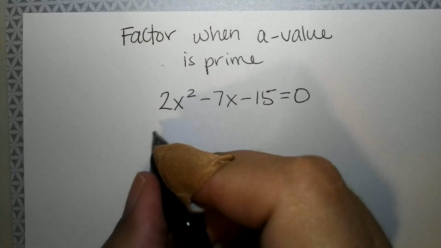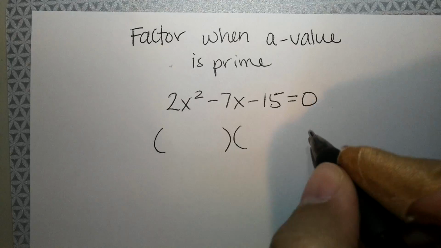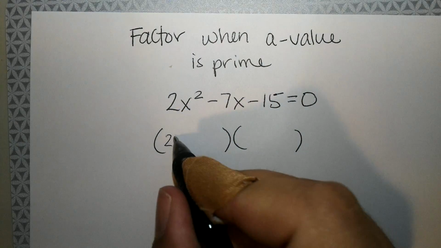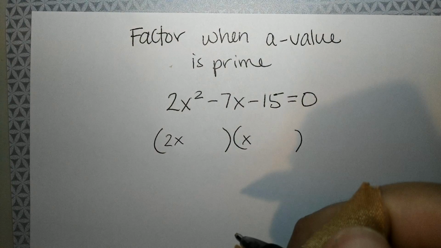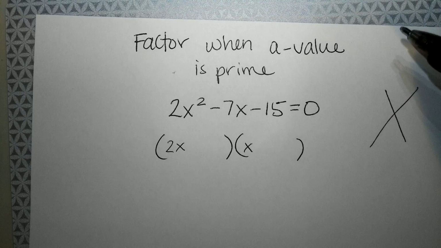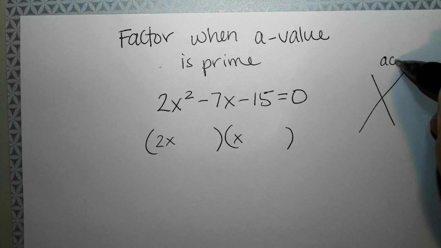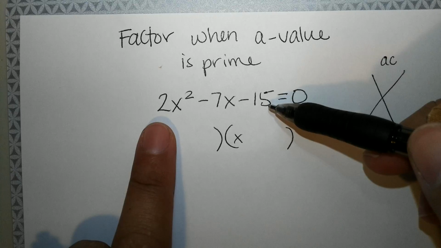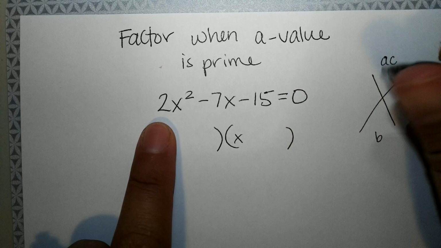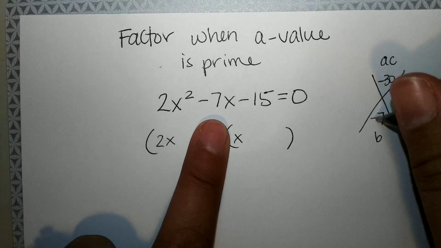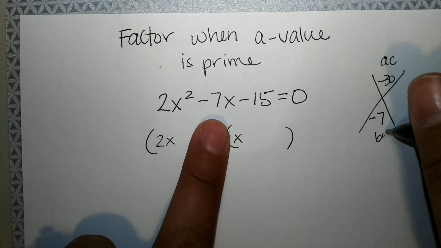So if I'm thinking about doing this and factoring it, the only two things that can multiply together right now are 2x and x. So we're going to make our x kind of like before. We're going to take a times c over b. Remember, a and c are our leading coefficient and our constant. 2 times negative 15 is negative 30. Our b value is negative 7. That goes to the bottom.